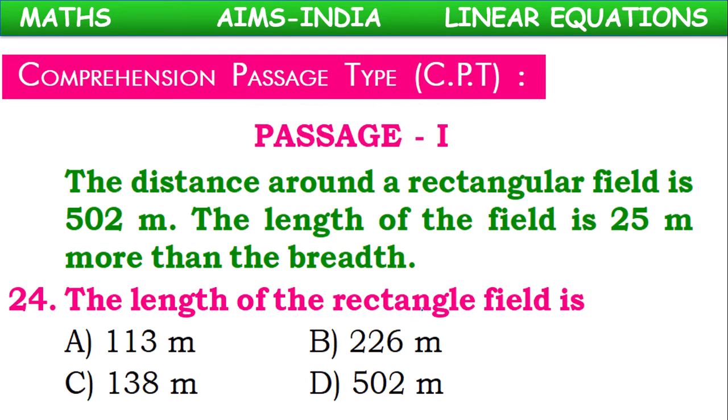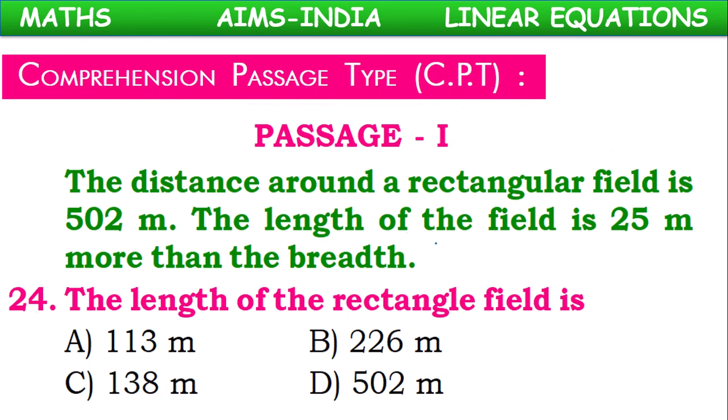Next, children. Next model, children, we have comprehension passage type questions. So you will be given one passage, children. Downside you will be given 3 questions. 4 options will be there. Only one option will be correct. Like single correct answer type model. Only extra passage they are giving, but it is same like single correct answer type question.